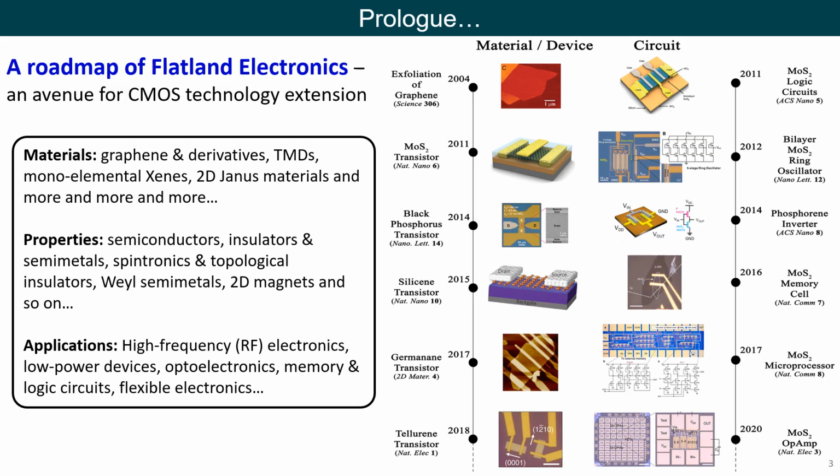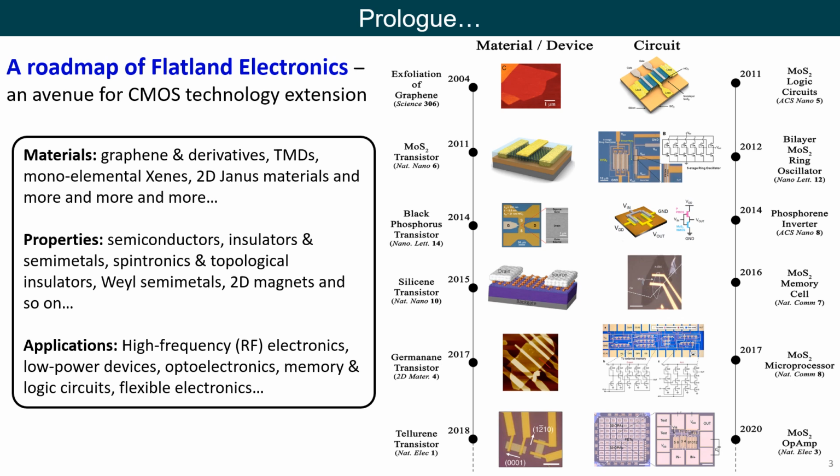It is well known that the introduction of 2D materials, either in the conventional semiconducting phase or in any other form of exotic quantum phase, has opened up avenues for possible CMOS technology extension. Their library contains several thousands of such materials, starting from graphene and its derivatives, then transition metal dichalcogenides, monoelemental Xenes, Janus materials, and more and more. They exhibit semiconducting, insulating, semi-metallic, spintronic, topological, and numerous other phases, and their applications are also multitudinous.